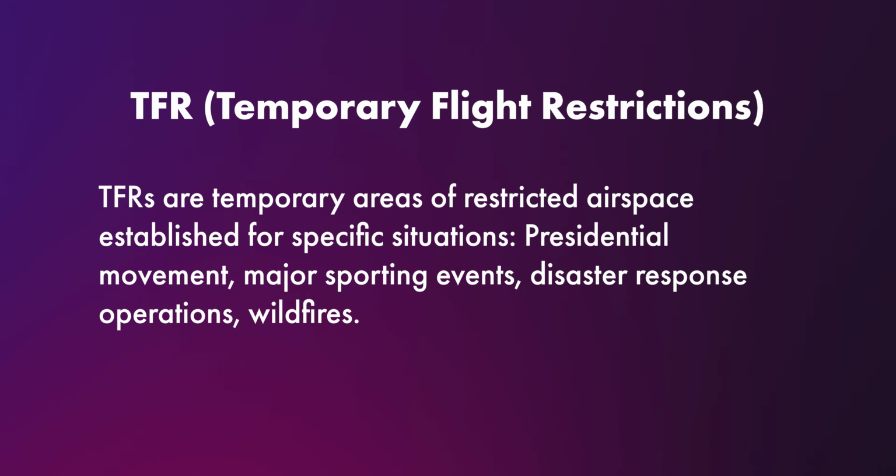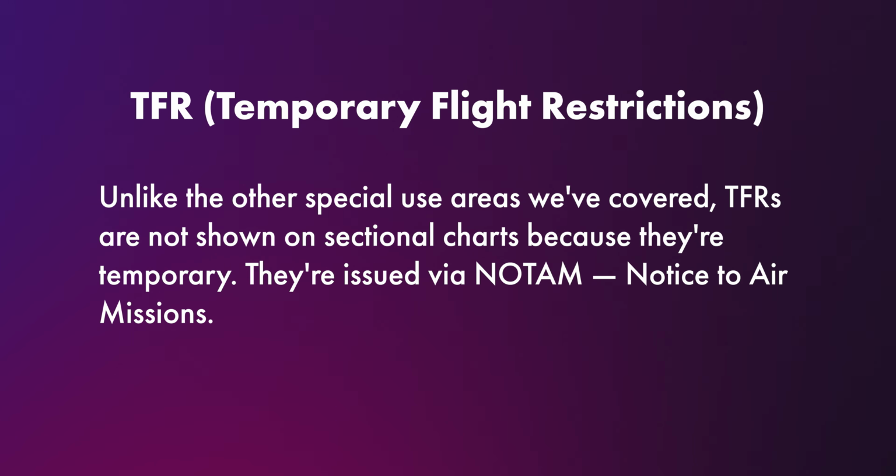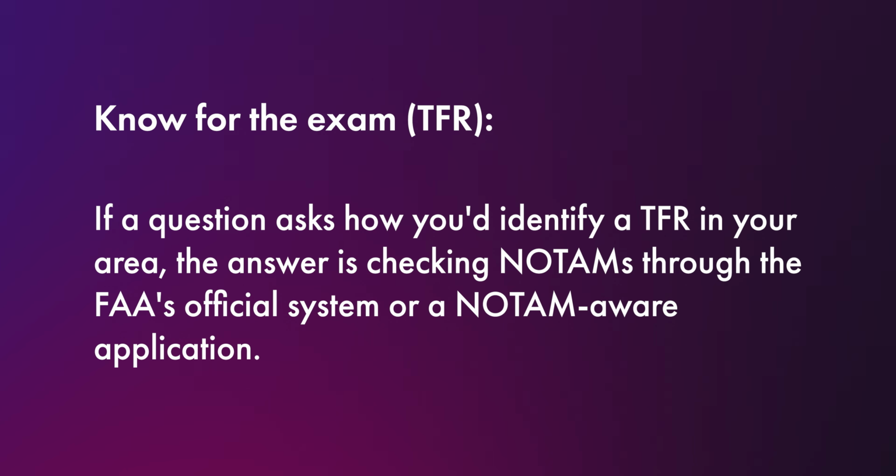TFRs are temporary areas of restricted airspace established for specific situations: presidential movements, major sporting events, disaster response operations, wildfires. Unlike the other special use areas we've covered, TFRs are not shown on sectional charts because they're temporary. They're issued via NOTAM, Notice to Air Missions. If a question asks you how you'd identify a TFR in your area, the answer is checking NOTAMs through the FAA's official system or a NOTAM-aware application.